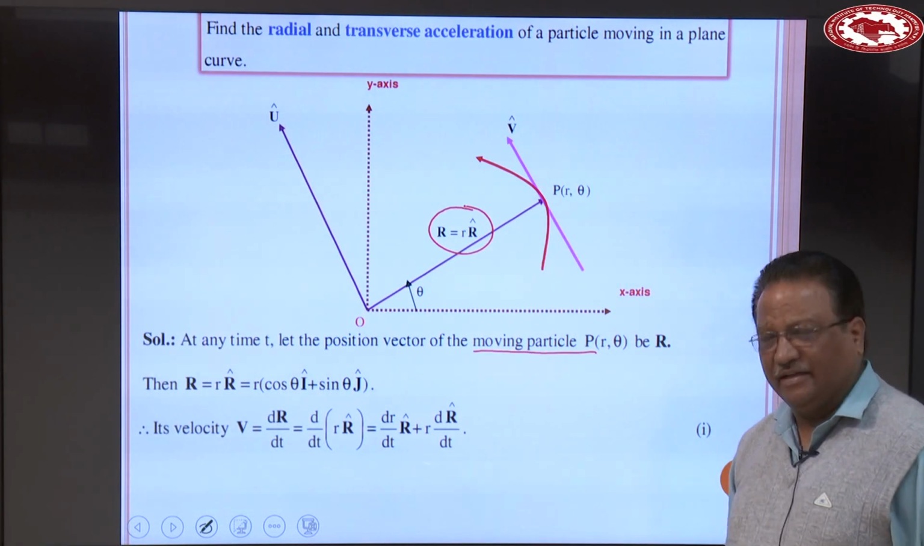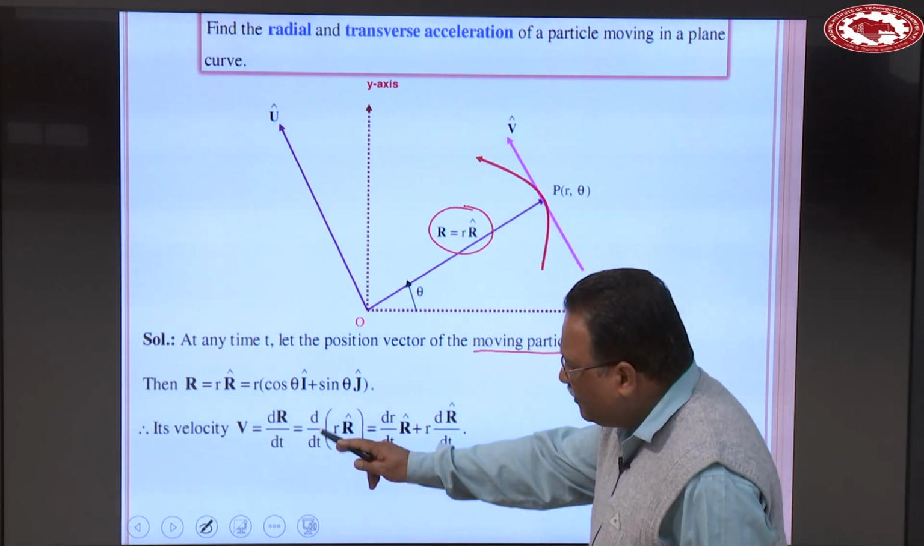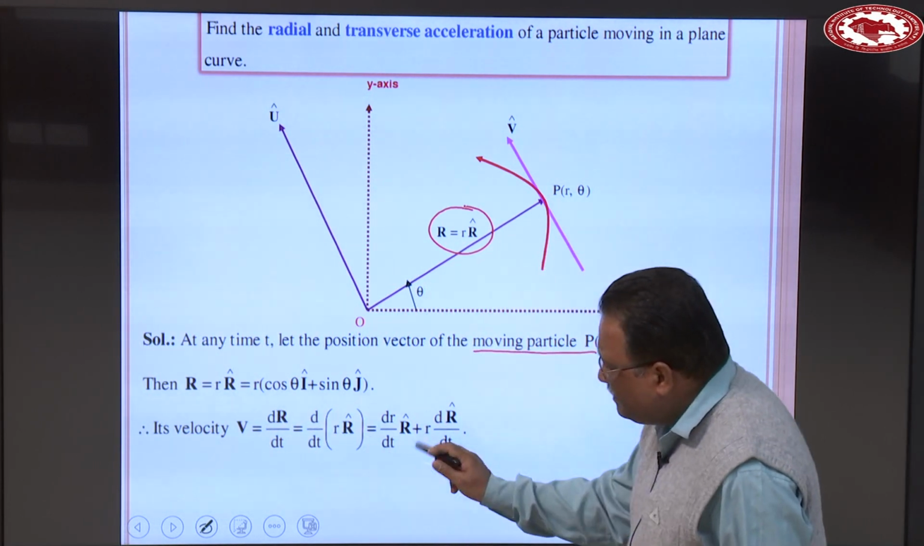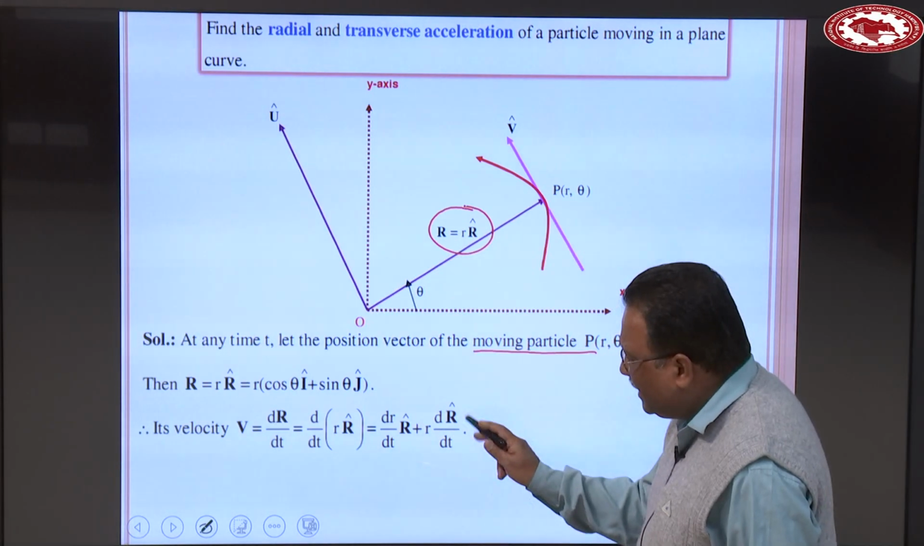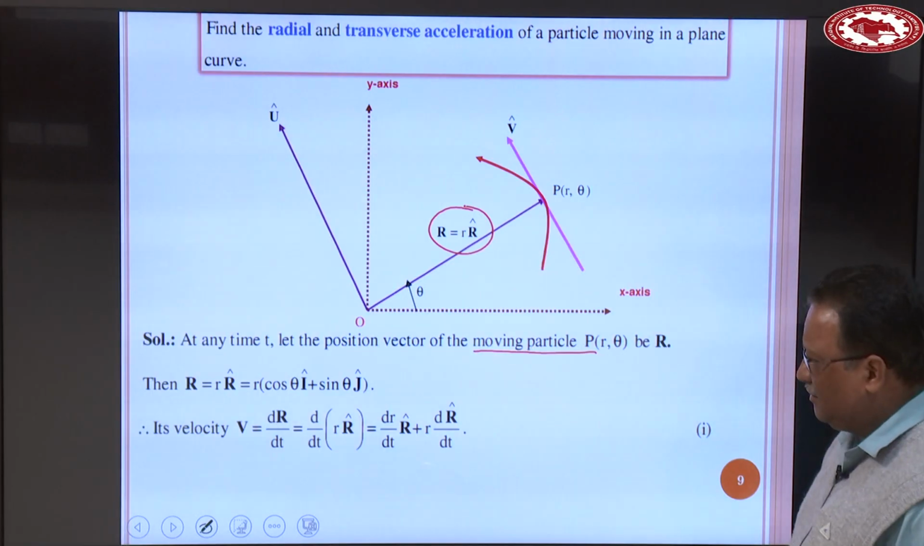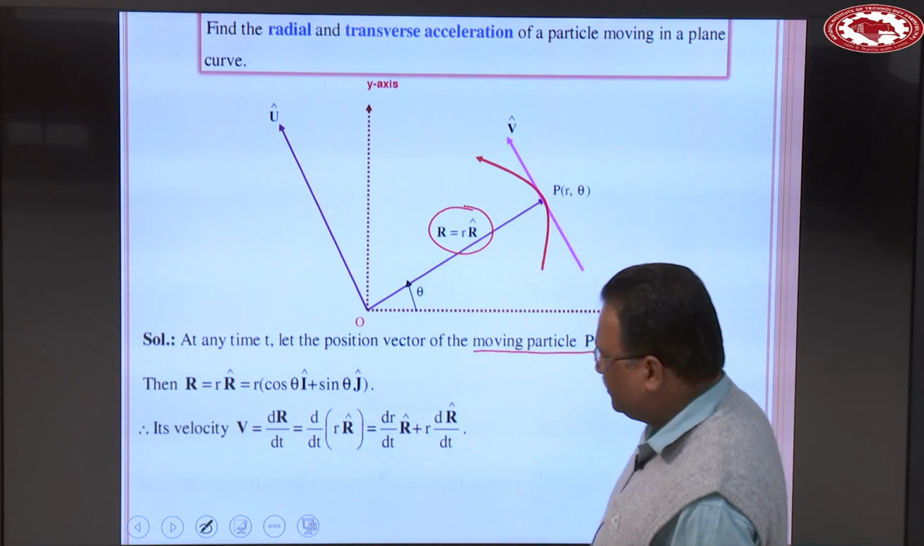Now, calculate velocity. Velocity is dr over dt. dr over dt means d over dt of r cap. So, r cap, okay, and it becomes dr over dt r cap plus r dr cap over dt, clear. So, we have these two parts of velocity. So, v is equal to this result.